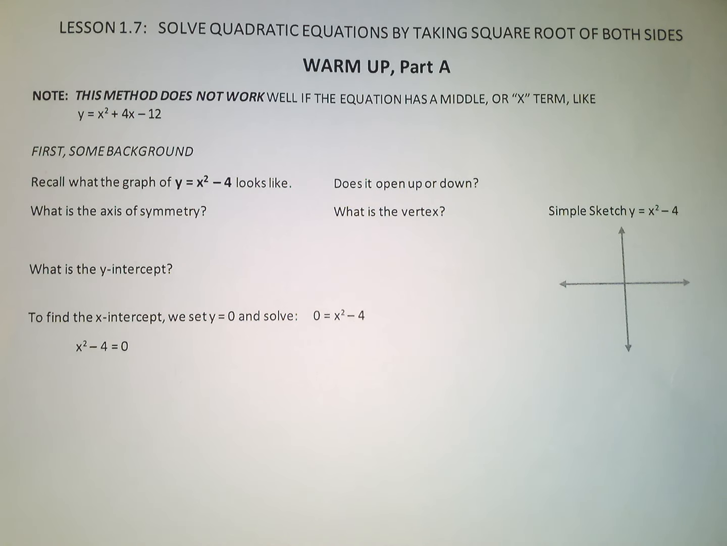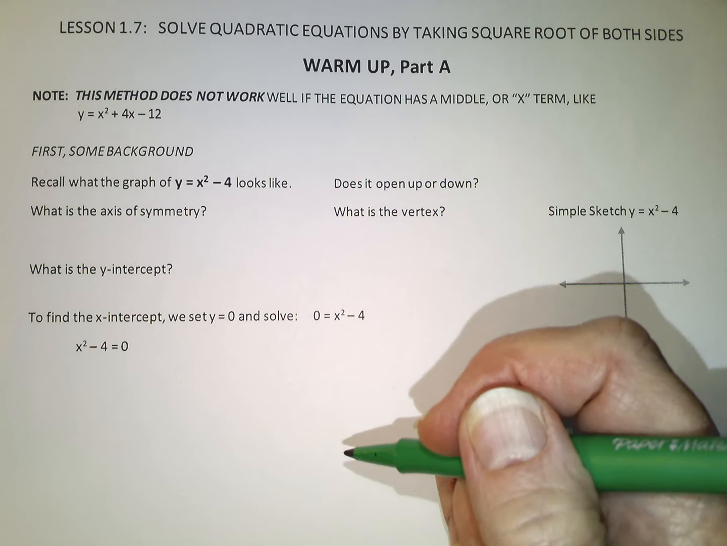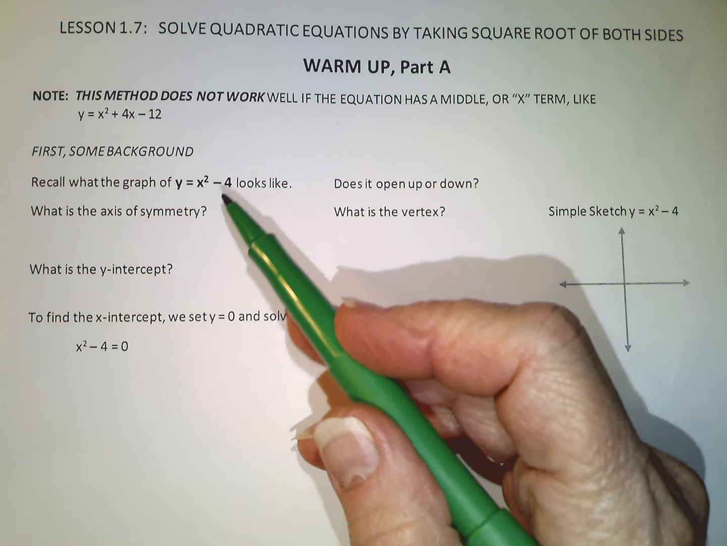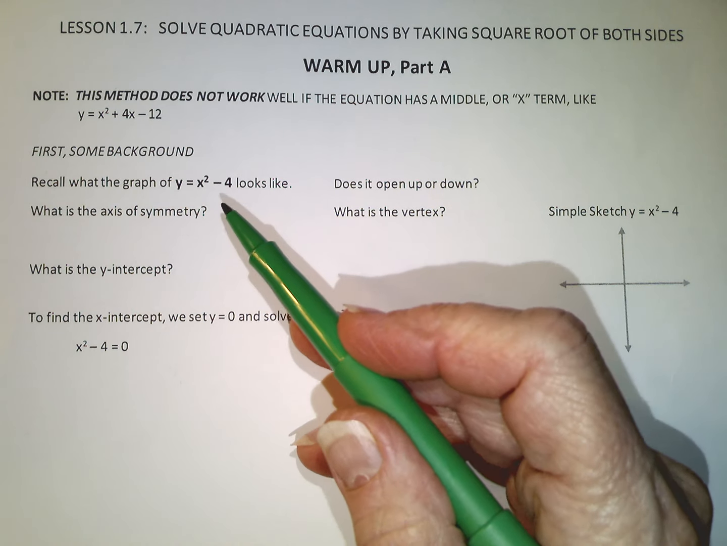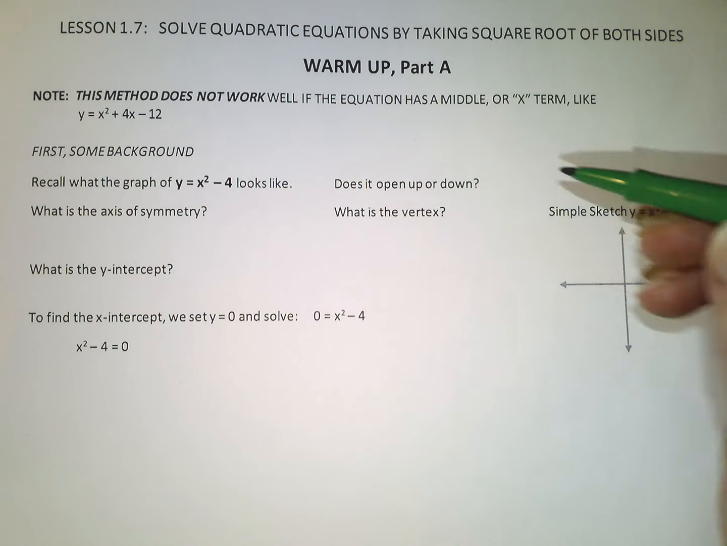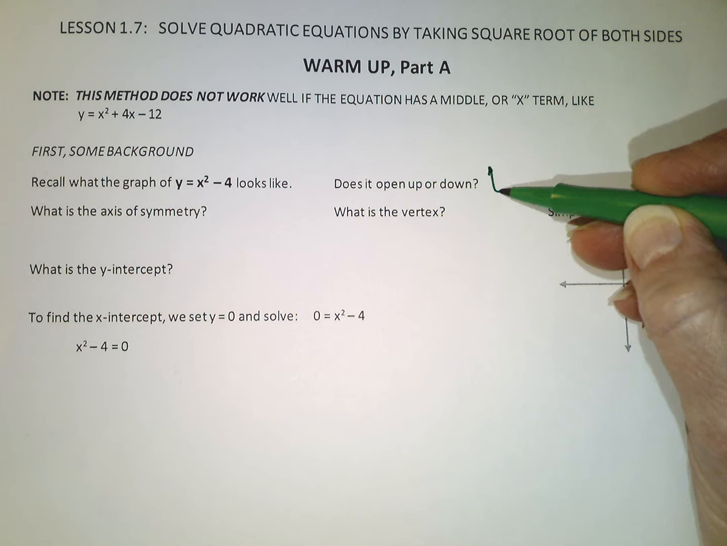For the background, I would like to go back to where you were sketching, drawing the graph. We know it's going to be a parabola. Does this one open up or down? Well, it's a positive x squared, so we know it's going to be opening up.